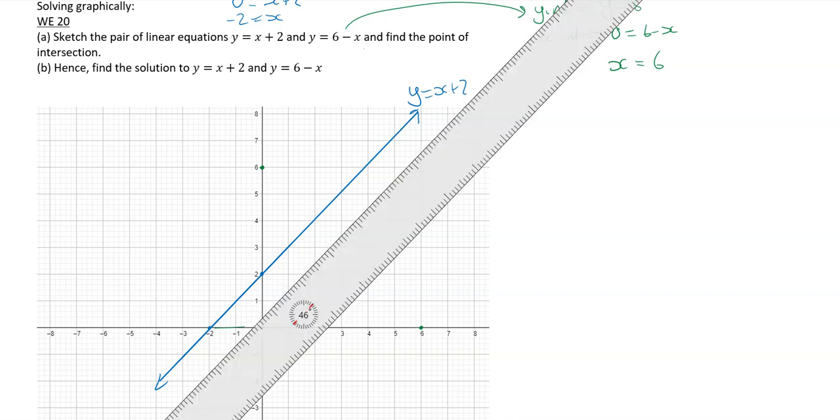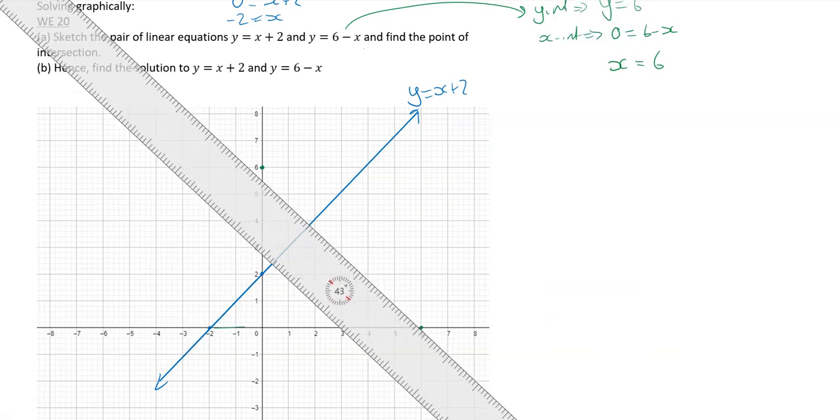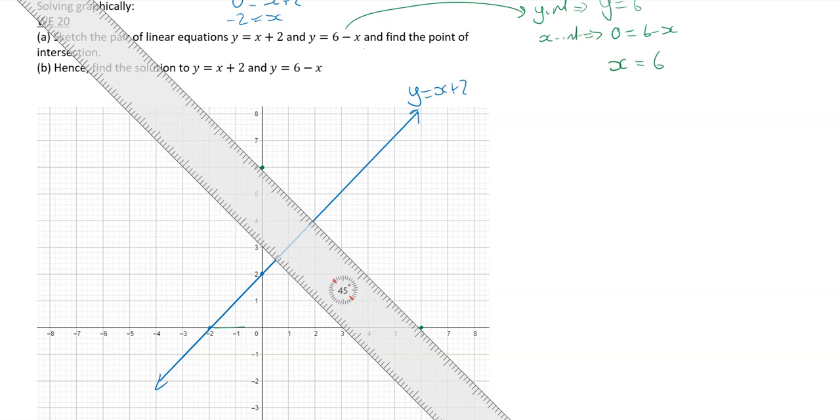So now I've got these 2 points, 6 and 6. Interesting, okay. Hopefully this is right, I think it is. And I've drawn my line between those two.